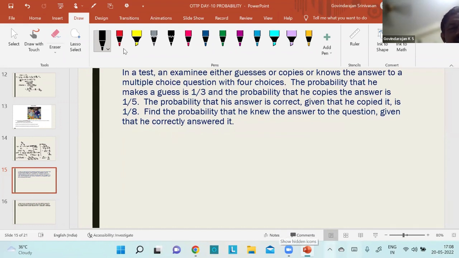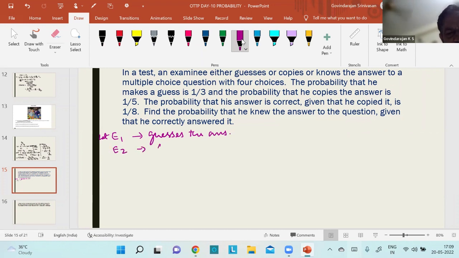the examinee either guesses. So let E1 be the event that the student guesses the answer. E2 be the event that the student copies the answer. And E3 be the event that the student knows the answer. Sorry, he knows the answer.